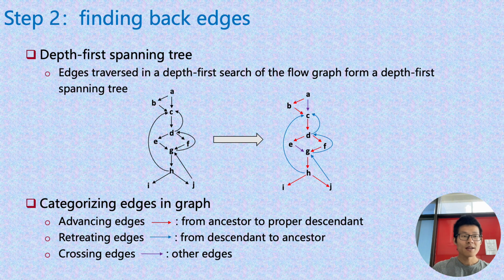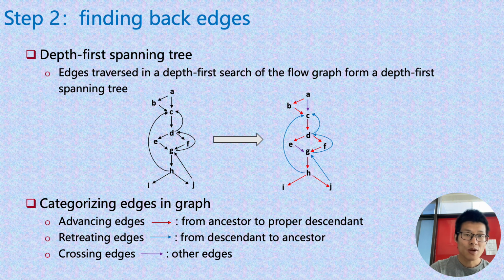Okay, now let's go to step 2, finding back edges. Given a flow graph, we first traverse its edges in a depth-first search, which forms a depth-first spanning tree. For example, given the following flow graph, we can do a depth-first search, and the red edges form a depth-first spanning tree. With this depth-first spanning tree, we can categorize edges in the flow graph.